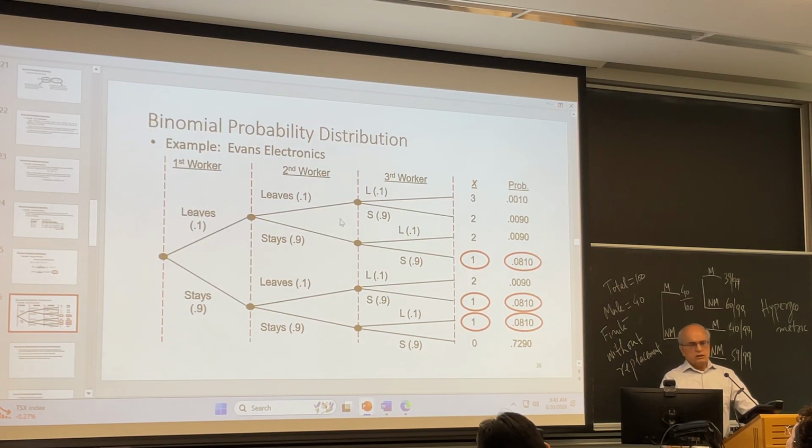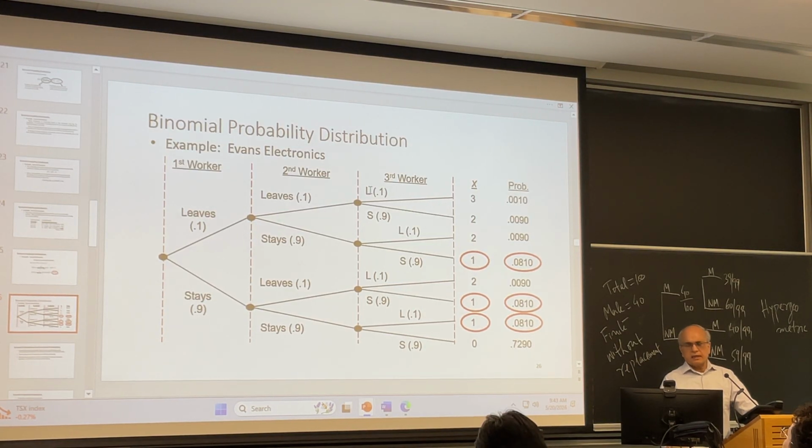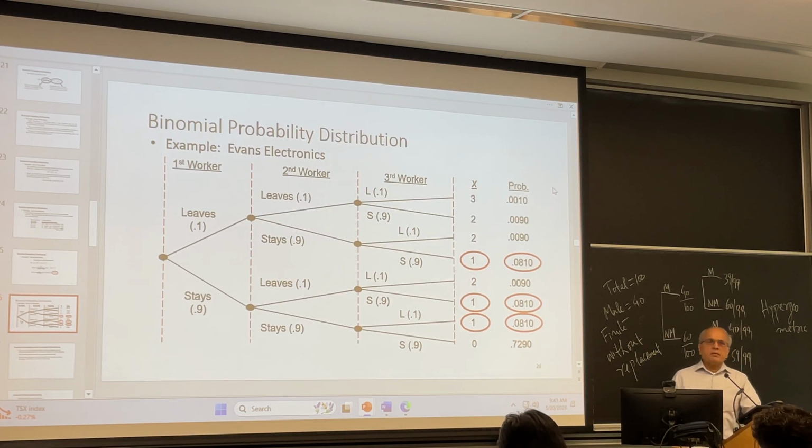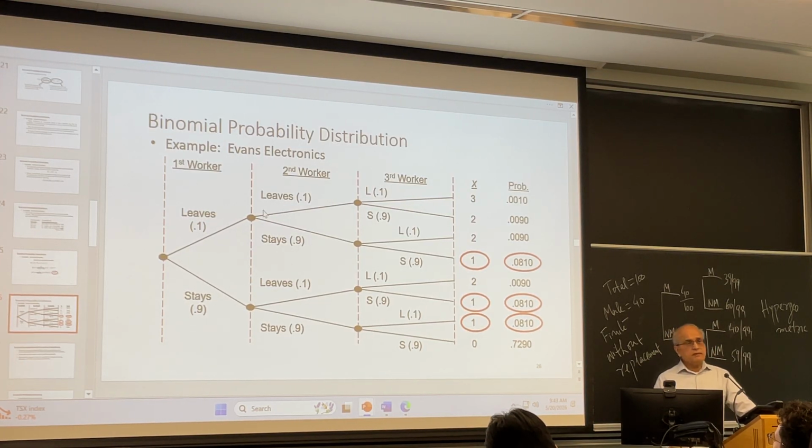Here you have 3 employees and all 3 left the company. Your small n, the sample size, is 3, and all 3 of them left, X equal to 3, and the answer is 0.001. So if I ask you the probability that all 3 employees will leave the company in a year, the answer is 0.001. That's the only way.